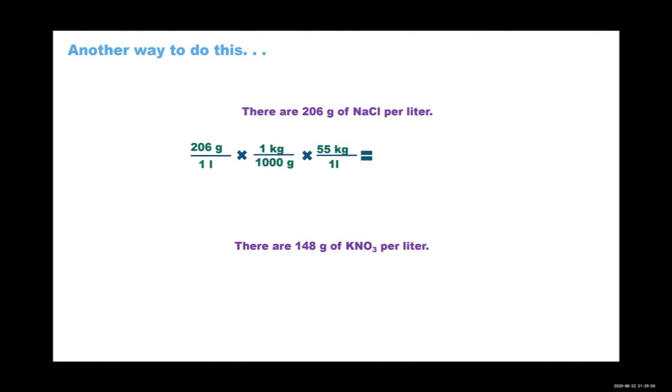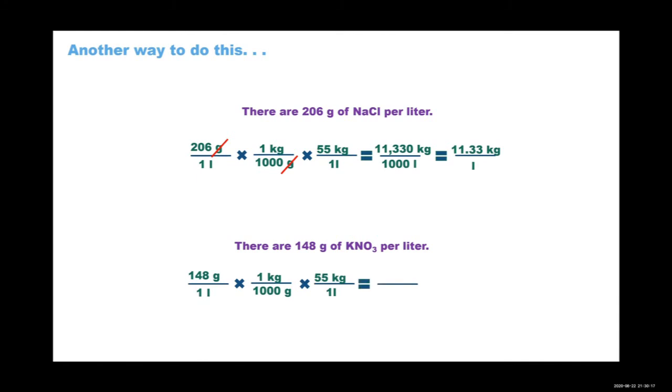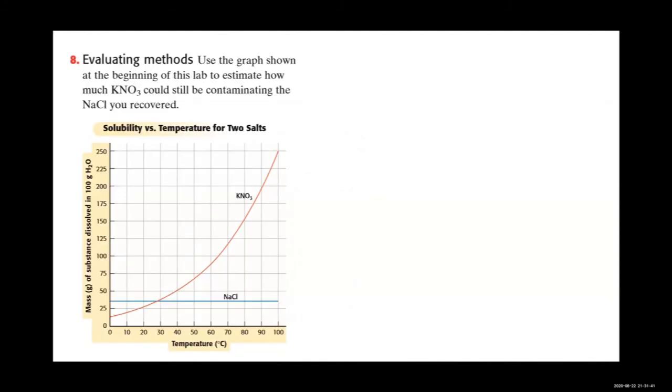So if we go ahead and multiply straight across, we're going to get rid of the grams, and we're going to end up with 11,330 kilograms over 1,000 liters, which once again is 11.33 kilograms. Same thing on the bottom, 148 grams over 1 liter, multiplied by our conversion factor, multiplied by the fact that we need 55 of those liters. We're going to get rid of the grams, and get 8,140 kilograms per 1,000 liters, or 8.14 kilograms.